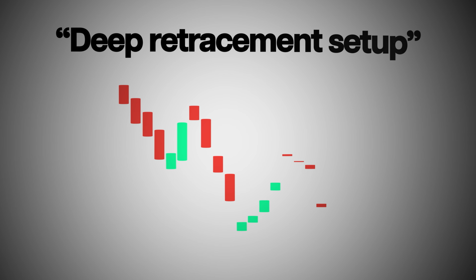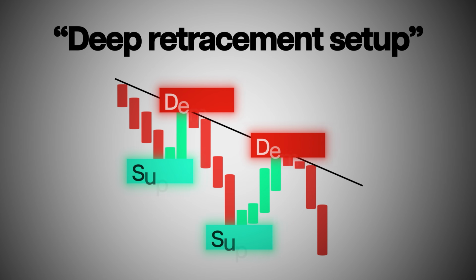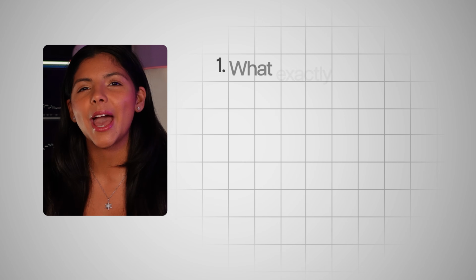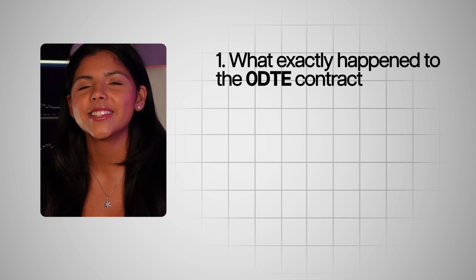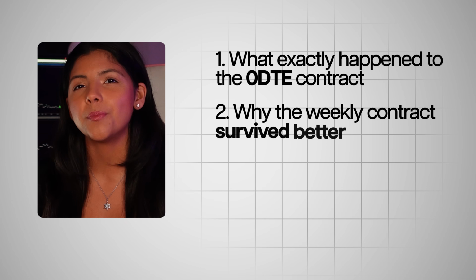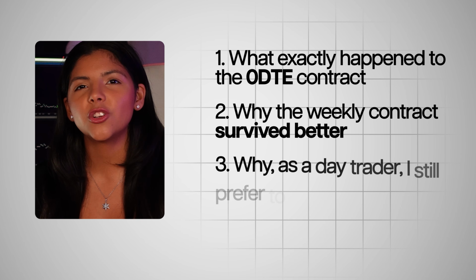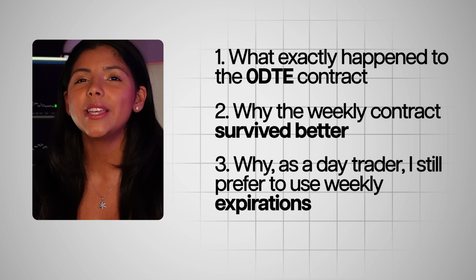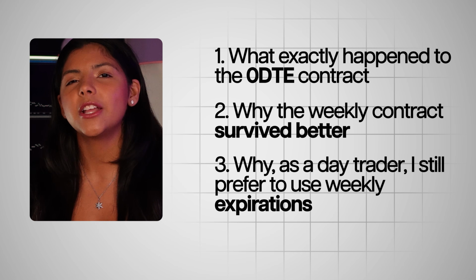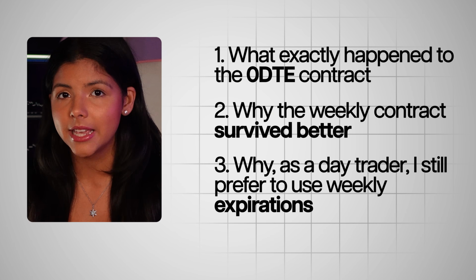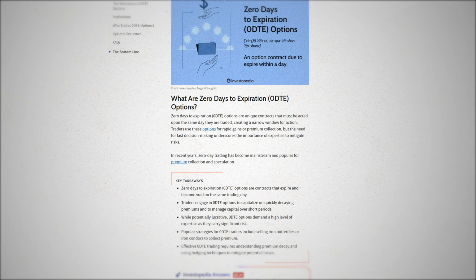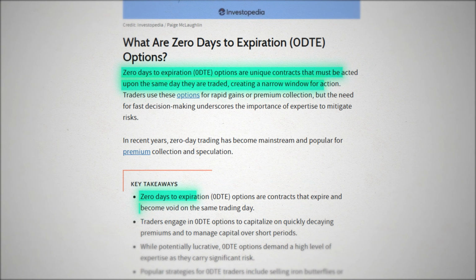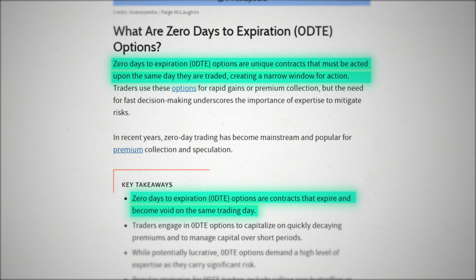You could have the right setup, the right direction, the right zones, but the expiration date that you choose can completely change the outcome of the trade. So I'm going to show you what exactly happened to the zero DTE contract, why the weekly contract survived better, and why as a day trader I still prefer to use weekly expirations even when I'm entering and exiting within the same day.